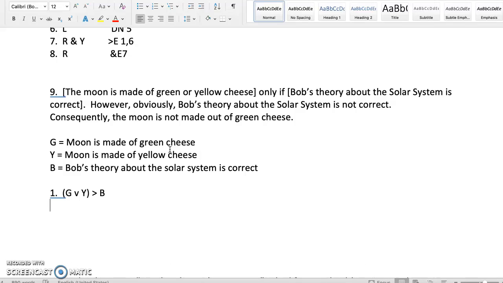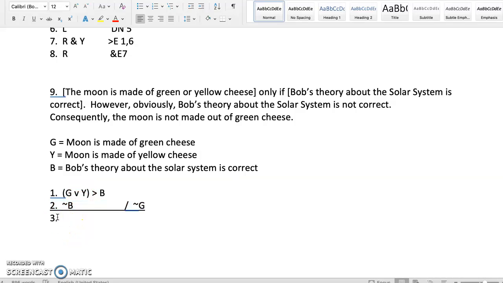Okay, so now premise 2. Obviously, Bob's theory about the solar system is not correct. So that's just not B. All right. Notice that however and obviously aren't doing any work there, at least not logically. They don't affect the truth value. So the sentence is just the not B. All right, so now consequently, that's the conclusion indicator. So we'll do a backslash. The moon is not made out of green cheese, so not G. I'll put a line there.